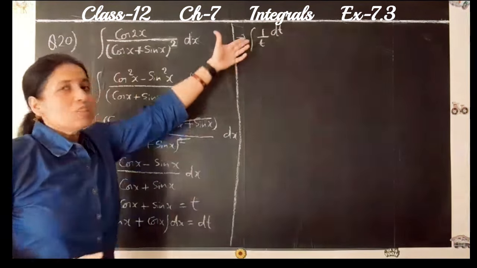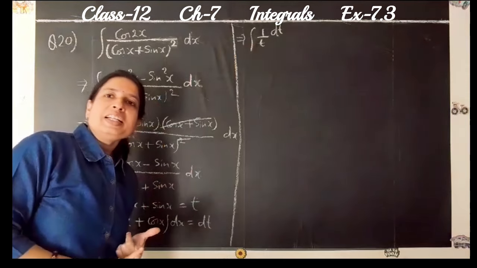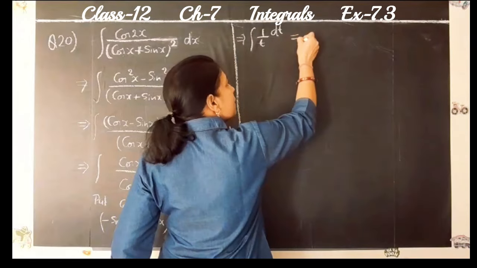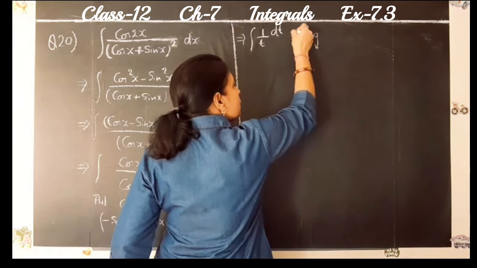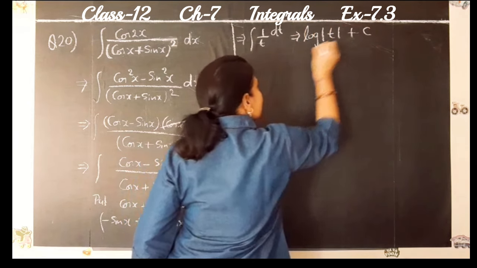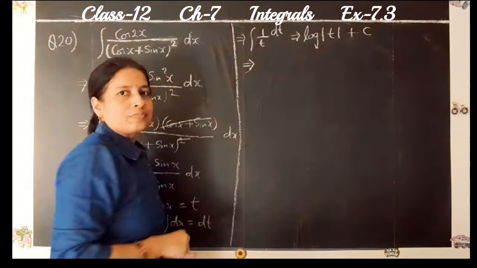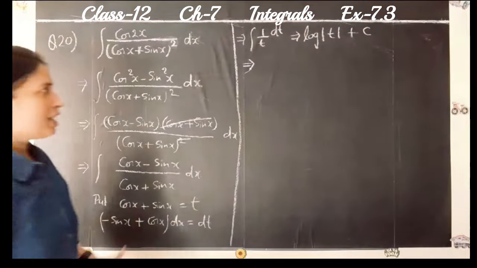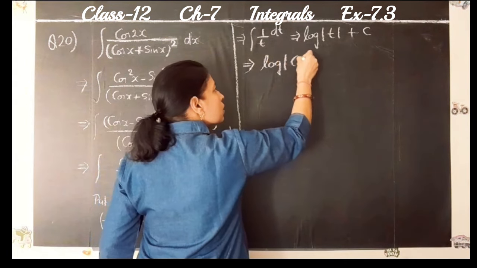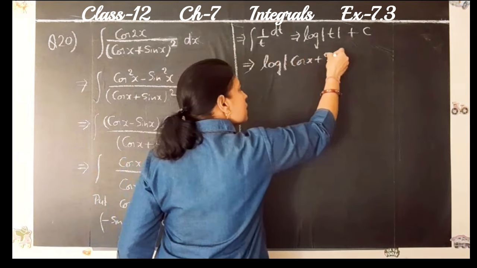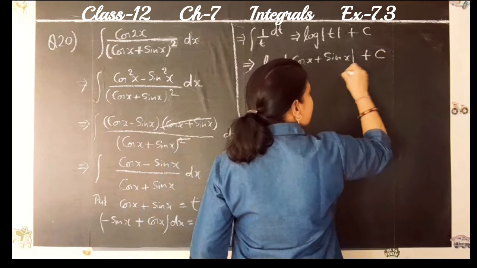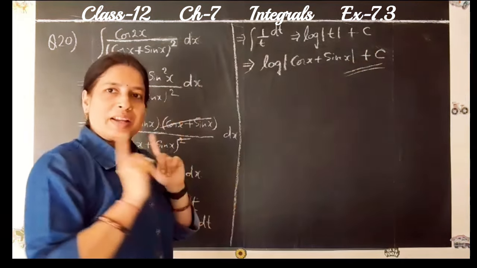Then this one is in standard form. What is the formula for integral of 1 by t? It will be log mod t. So write here log mod t and a constant c. Now put the value of t. t is equal to cos x plus sin x. So we can write log mod cos x plus sin x plus this constant c. So this is your answer by the first method.